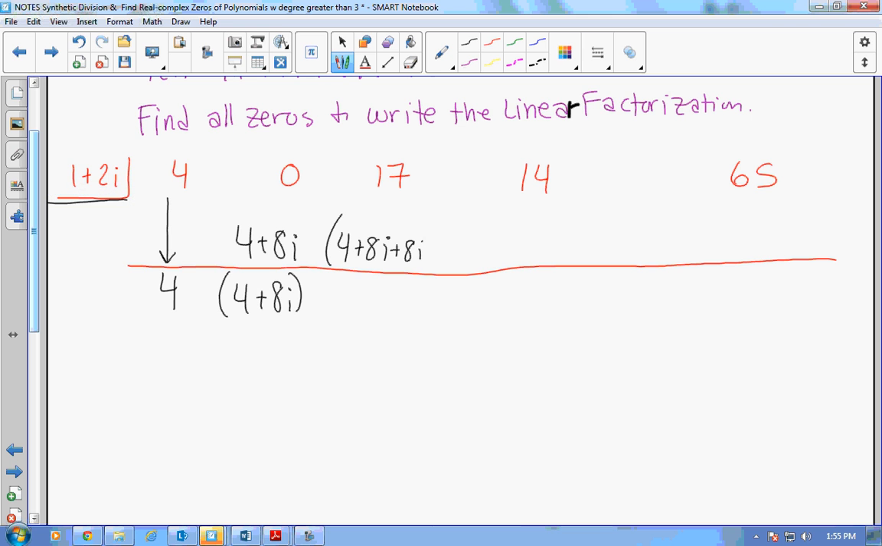2i times 8i is plus 16i squared. Okay? We have real parts and imaginary parts. For the real parts, these are like terms. 4, and isn't 16i squared a real number? Because i squared is negative 1. So this becomes negative 16. Okay? So 4 minus 16 makes negative 12.